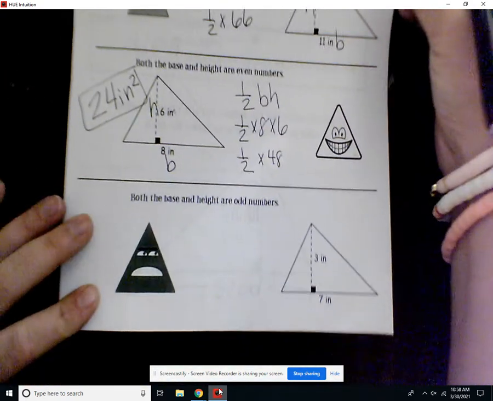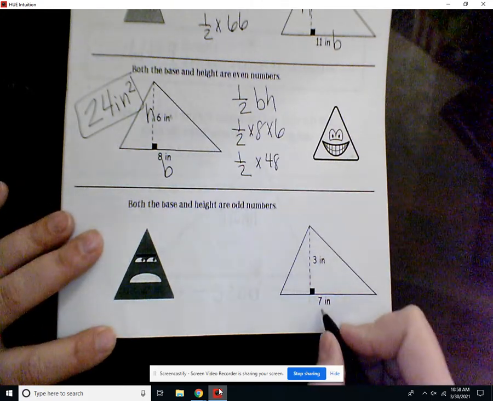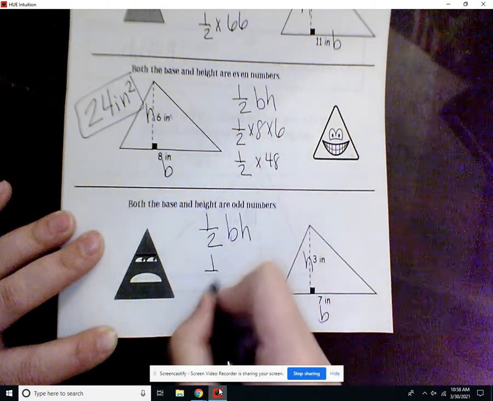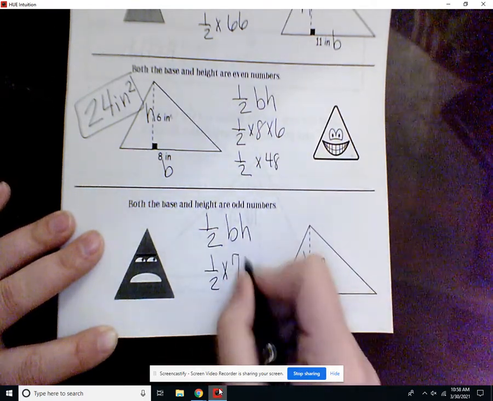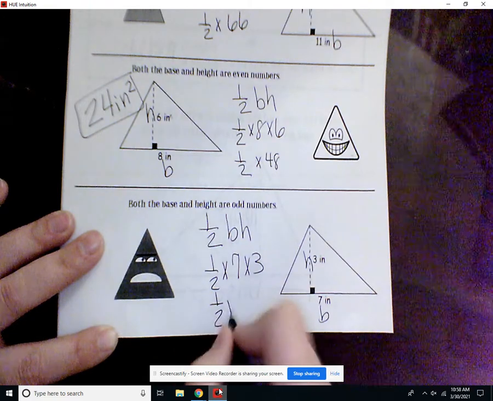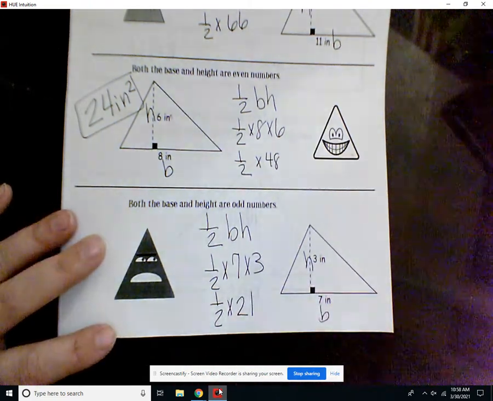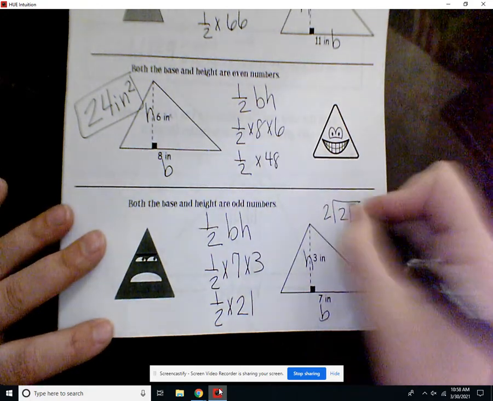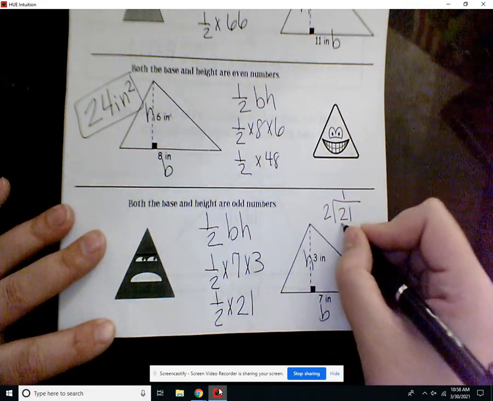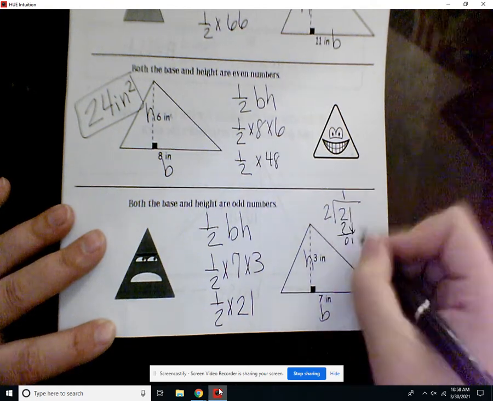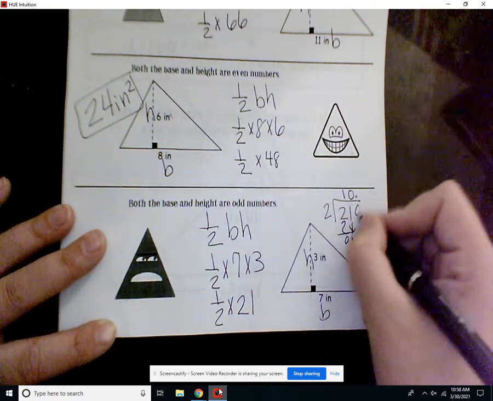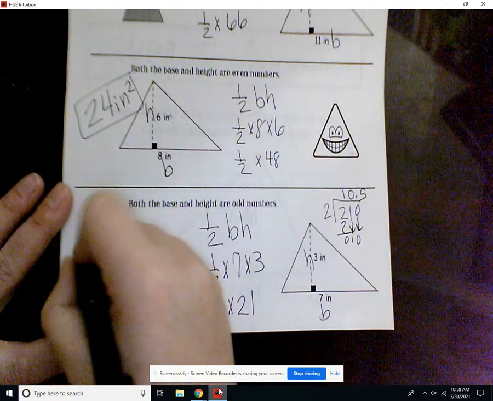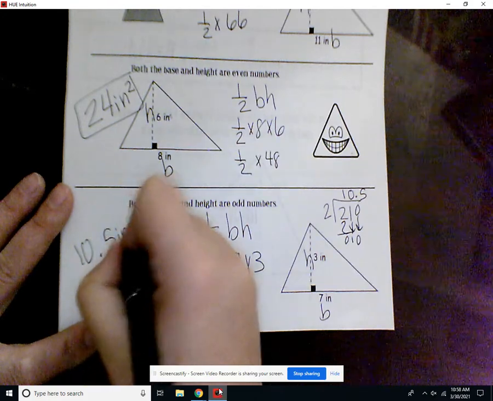All right, so both base and height are odd numbers. So base is 7, height is 3. 7 times 3 is 21. I am going to have to divide this one by 2 by hand. So 2 will go into 21, go into 2 one time. 2 can't go into 1, so I'm going to add a 0 up top and a decimal. Add a 0 on the inside. 2 will go into 10 5 times. So we get 10.5 inches squared.